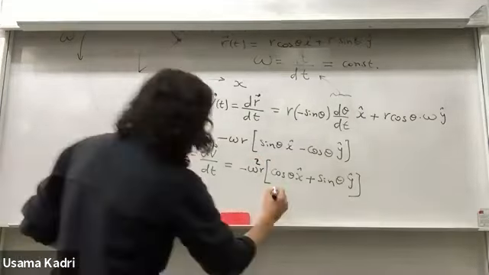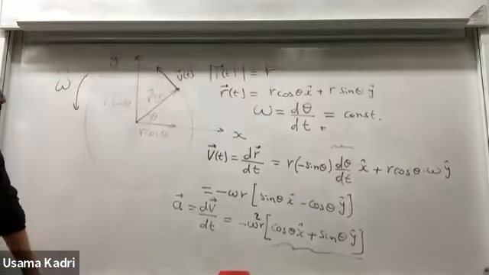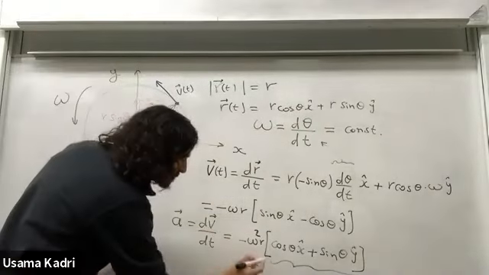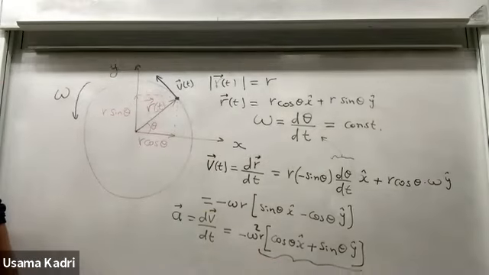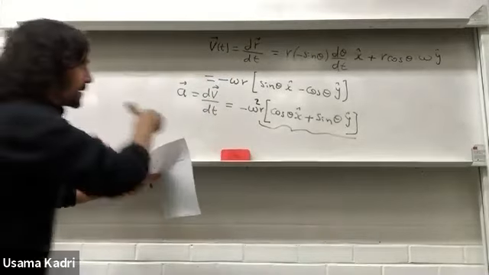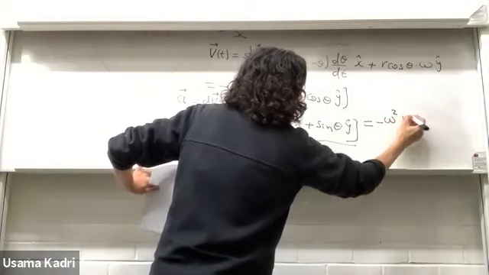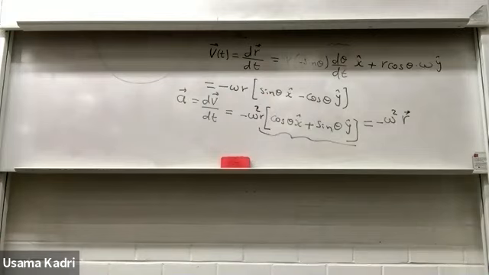Now what is this? Well, we're back to the position vector. If you multiply by this r, this is the position vector. So the acceleration in the system equals minus omega squared times the position vector. Write it here.